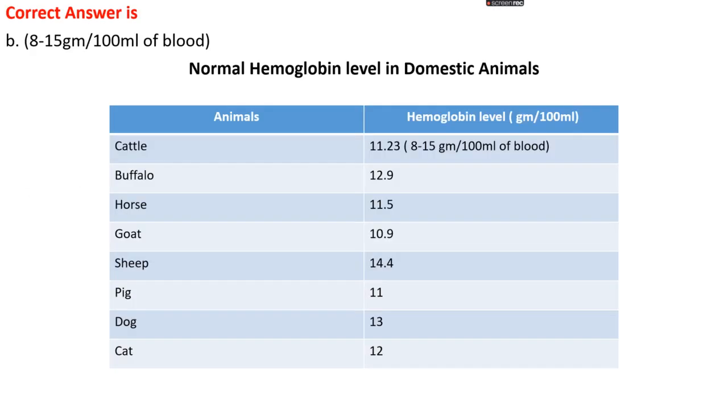Let's see the normal hemoglobin level in different domestic animals. Hemoglobin level in gram per 100 ml. In case of cattle, that is 11.23, which if we see in range, then 8 to 15 gram per 100 ml of blood. In case of buffalo is 12.9. In case of horse is 11.5. In case of goat is 10.9. In case of sheep is 14.4. In case of pig is 11. In case of dog is 13. In case of cat is 12 gram per 100 ml of blood.